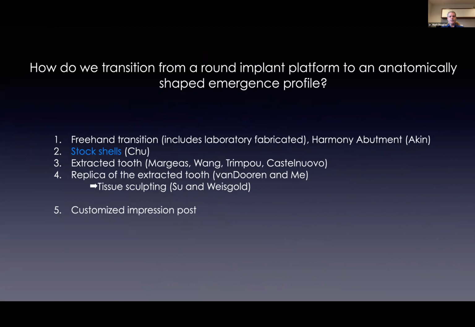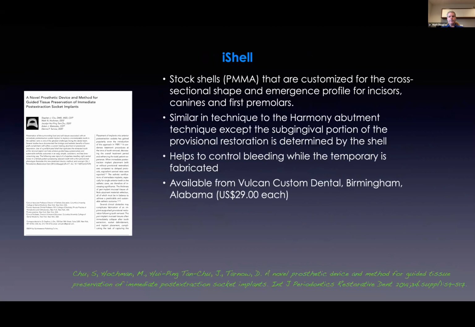On to the next option, stock shells. Stephen Chu and their group published on this back in 2014. Stock shells are made of polymethyl methacrylate. They're customized in cross-sectional shape and emergence profile for incisors, canines, and first premolars. It's a similar technique to the Harmony abutment, except the subgingival portion of the provisional restoration is determined by the shell. When you insert the shell, it helps to control bleeding while the temporary is being fabricated. These can be purchased from Vulcan Custom Dental in Birmingham, Alabama, and they're about $29 a piece.